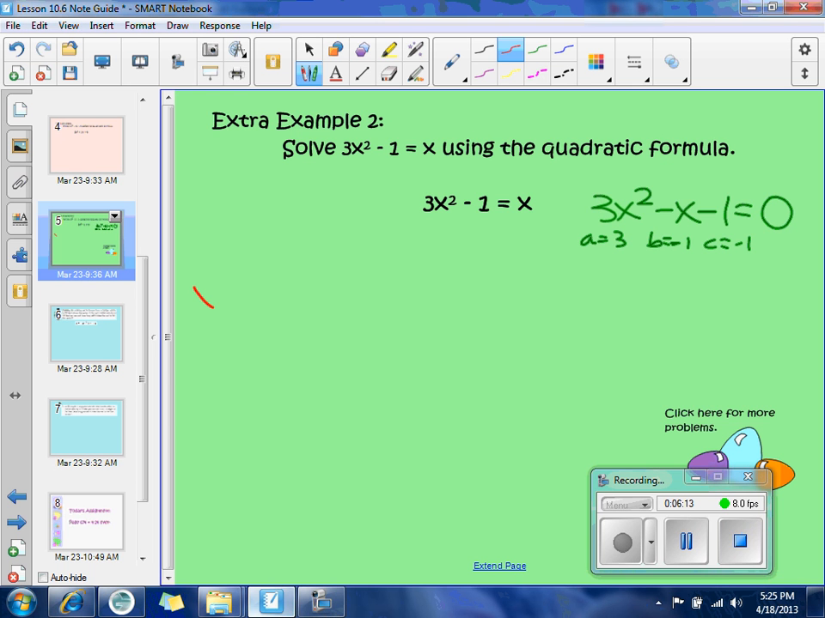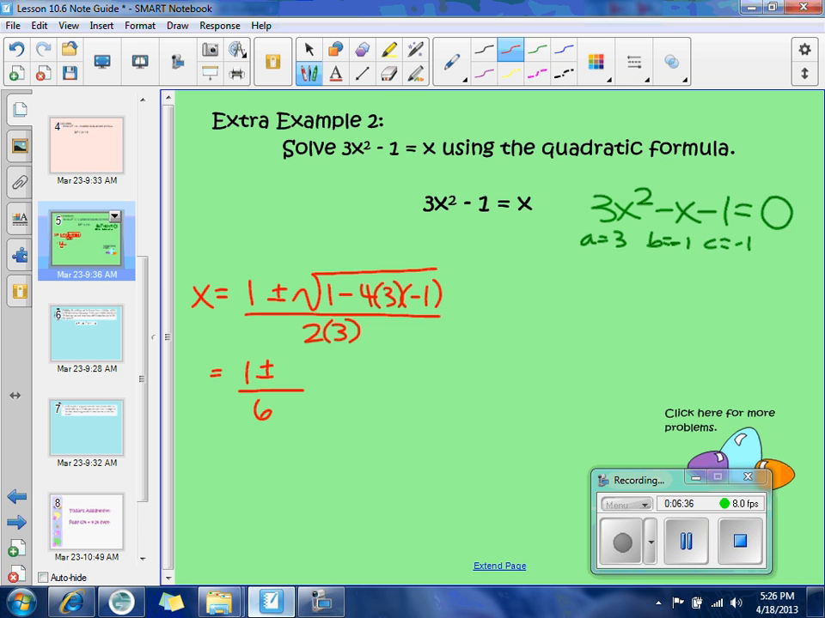So if I'm going to find the values of x, I need negative b, which is positive 1 in this case, plus or minus the square root of b squared, which is 1, minus 4 times a times c, all over 2 times a, which is 3. So this is 1 plus or minus, and I know 6 is my denominator.